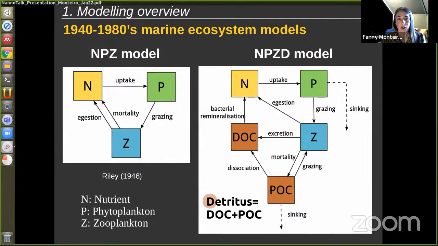So later on, and that's been kind of the standard model until the late 80s, people added a detritus pool to the NPZ model, the so-called NPZD model. And there they divided the dissolved organic carbon and the particulate organic carbon pools. So in this model, we were also able to represent the microbial bacterial activity, and also the sinking of the particles into the deep ocean, which is crucial for the biological pump. So those models were kind of the standards for marine ecosystem modeling until the 80s.